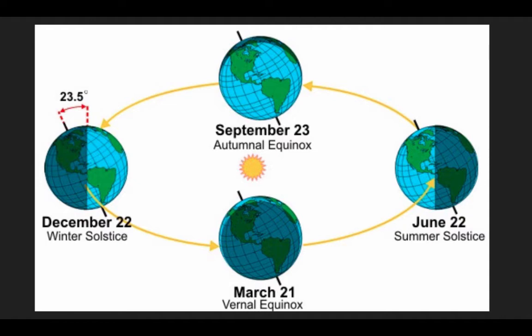So again, let's look at this drawing on the right. We have the Earth tilted toward the sun. The northern hemisphere has summer. And so we're going to move in a counterclockwise position. And up here we have the autumnal equinox.